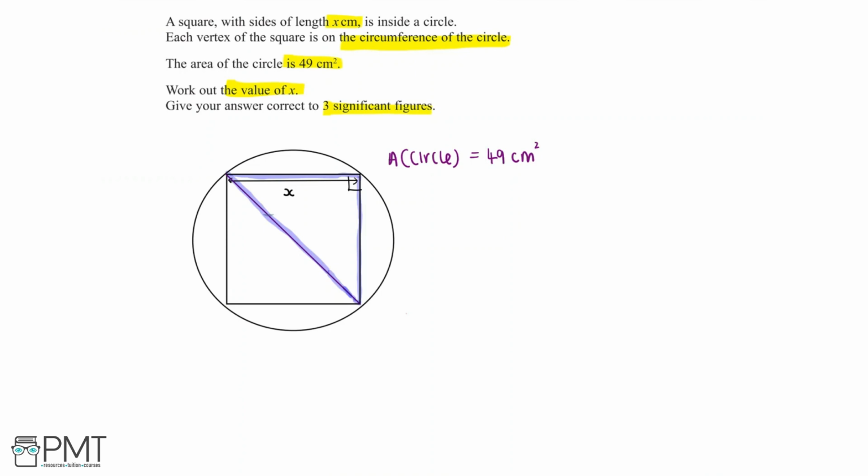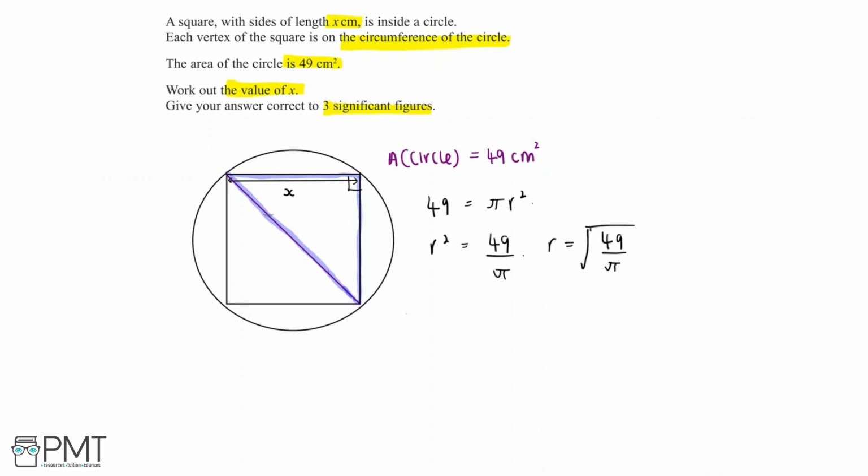Because we're given the area of the circle, we can find the length of the diameter. We know that the area is equal to pi r squared, and so we can say that 49 equals pi r squared, and so r squared is equal to 49 over pi, and therefore r is equal to root 49 over pi. And we should leave this in surd form and in terms of pi for the time being.